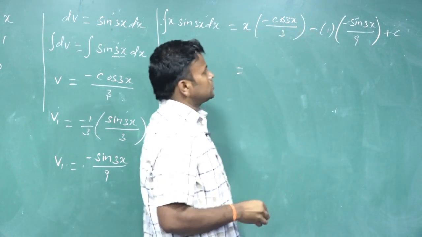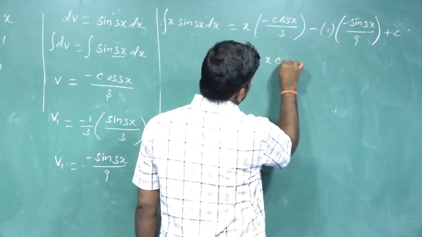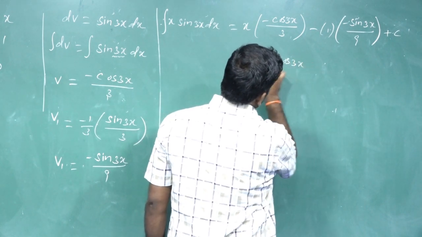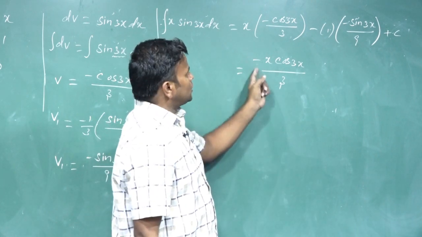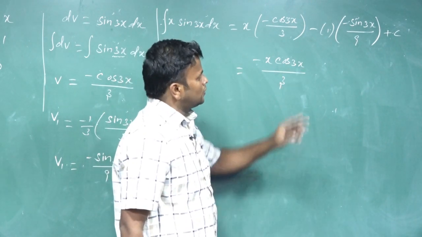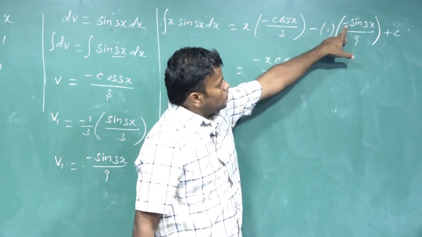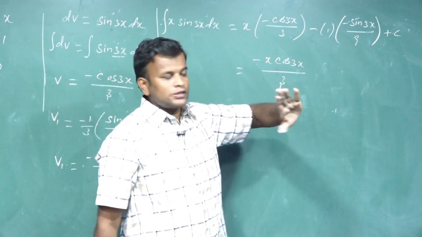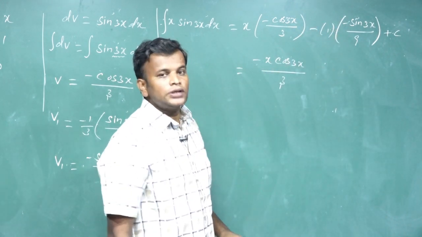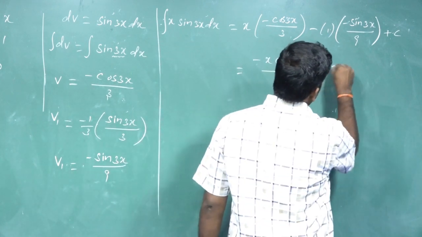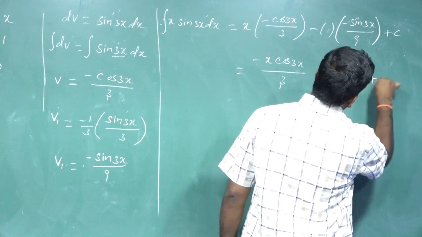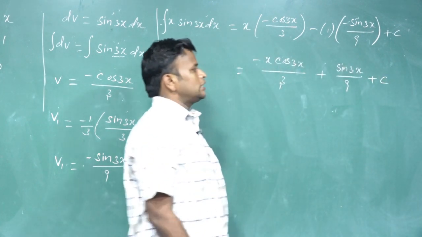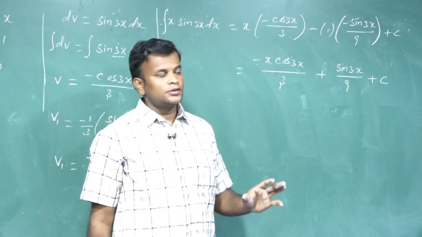How to write the first one? Minus x cos 3x by 3. Okay, plus and minus is minus, x cos 3x by 3. In the second term, minus, here also one minus, so minus and minus is plus, the number is just 1, so the answer is plus sin 3x by 9 plus c. So it is the answer of the second one.